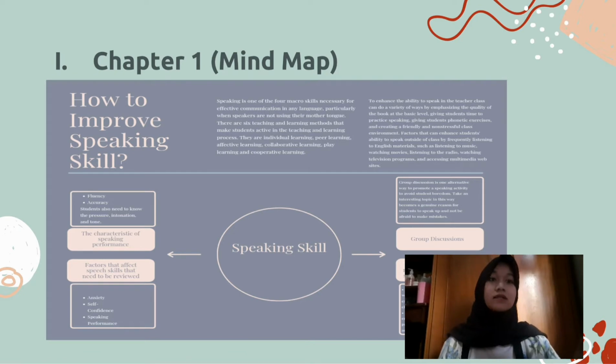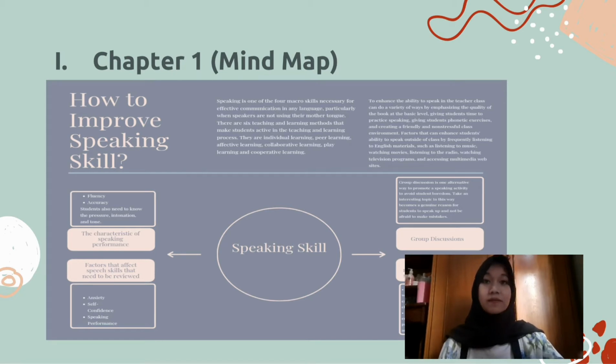There are SLM, or storytelling learning model. With this model, students may express ideas and talk inside the classroom. And hand puppets. This model can encourage and support students' participation in various language activities.